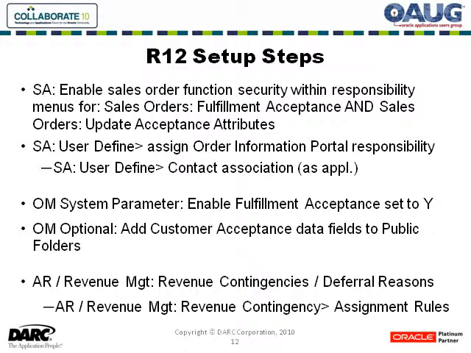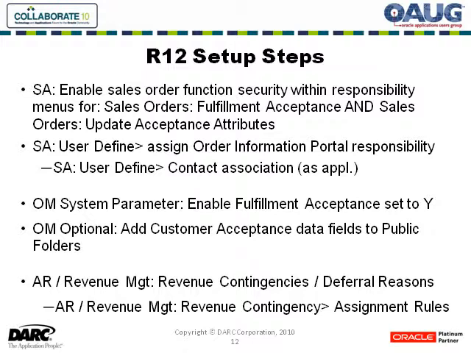The system administrator, you need to enable the sales order function security within your responsibility menus. The two functions you need to enable are the sales order fulfillment acceptance and sales order update acceptance attributes. Those are required to allow a user to get into the order information portal from the forms.